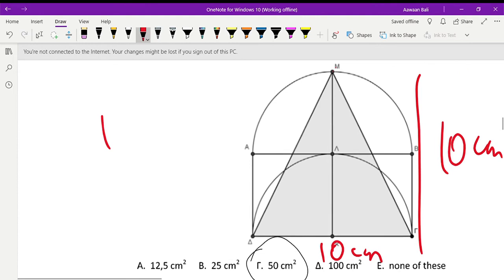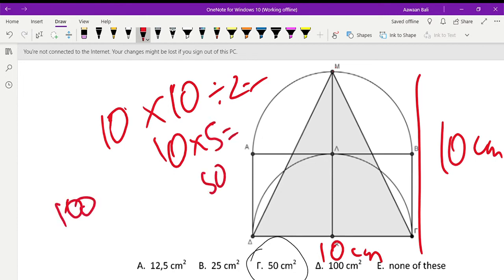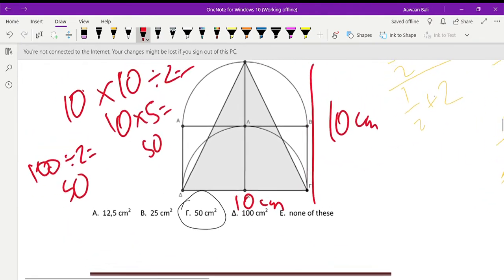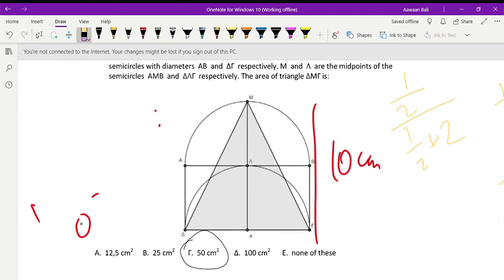You can just do 10 times 10 times half, since we found the base, we found the height. Or you could just say divided by 2, which you get 100 divided by 2, which is, if you're following BODMAS, 10 times 5, which is 50. Or you could just do the multiplication, then the division, either way. 100 divided by 2, 50. So your answer is gamma, 50 centimeters squared. It's actually as easy as that. You just need to do some imagination and you will get the answer.